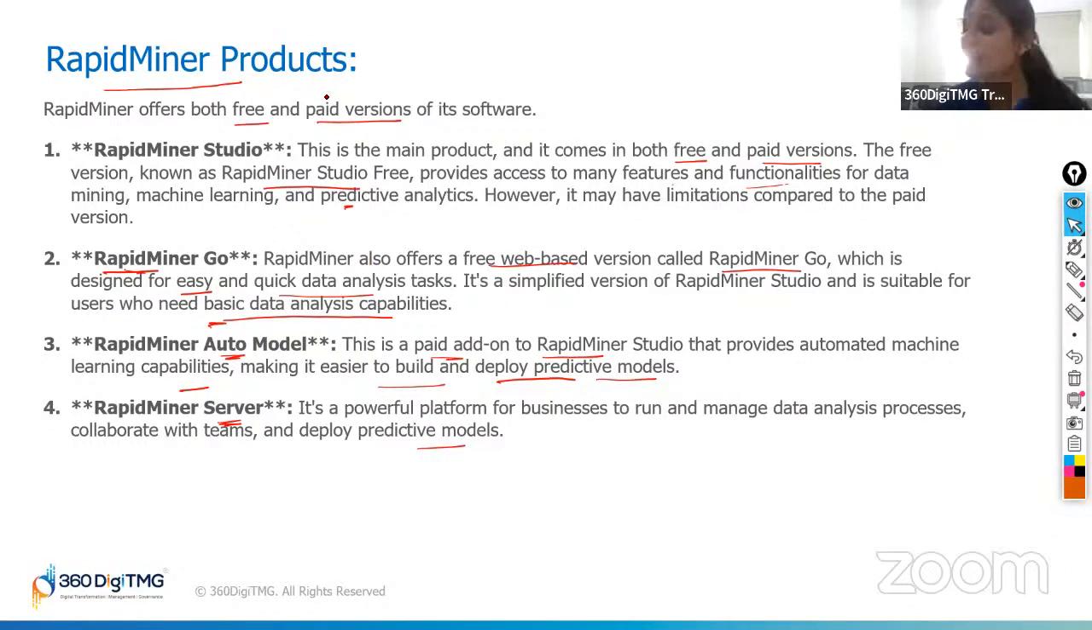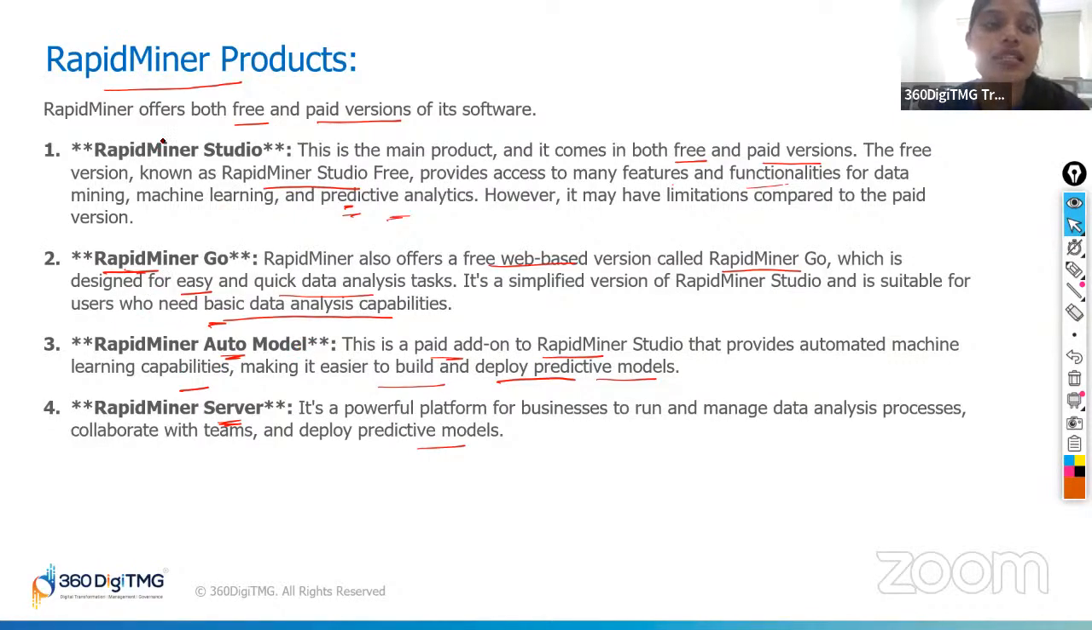So the first product of RapidMiner is RapidMiner Studio. It is available in both free and paid versions, but the free version has more limitations compared with the paid version. It allows users to perform data mining tasks, machine learning, and predictive analytics. You can do whatever you want. The next one is RapidMiner Go. This is a web-based version. Users who need to perform basic data analytics or basic data analysis processes can go for this web-based version.